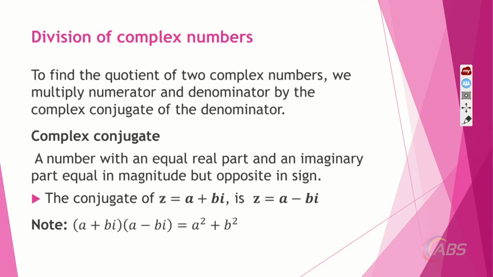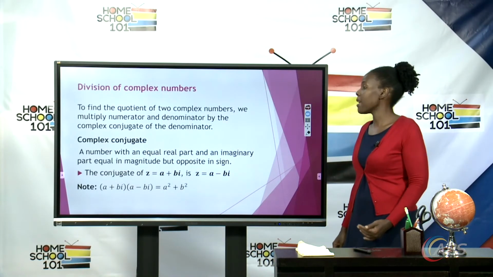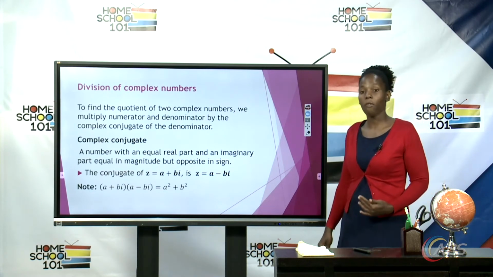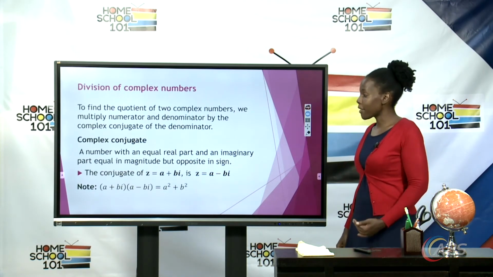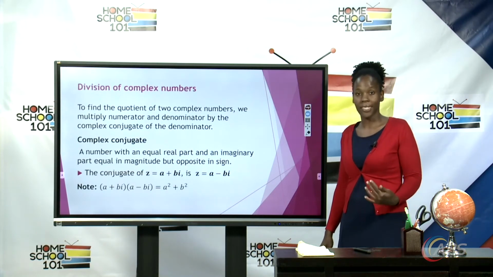Then we move on to the next subtopic, which is division of complex numbers. Now, to find the quotient of two complex numbers, we need to multiply the numerator and the denominator by what is called its conjugate. Now, the conjugate of a complex number is a number with an equal real part and an imaginary part that is equal in magnitude but opposite in sign.